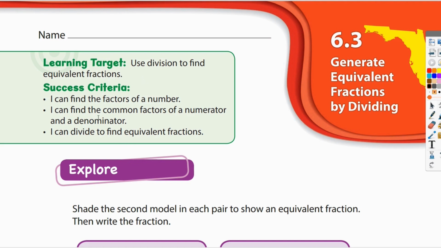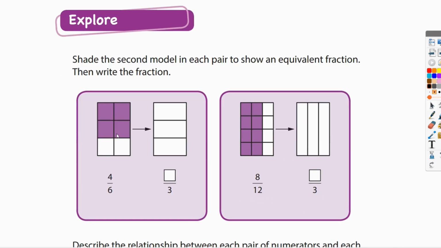The success criteria is I can find the factors of a number, I can find the common factors of a numerator and a denominator, and I can divide to find equivalent fractions. So let's take a look at the Explore. Shade the second model in each pair to show an equivalent fraction and then write the fraction.